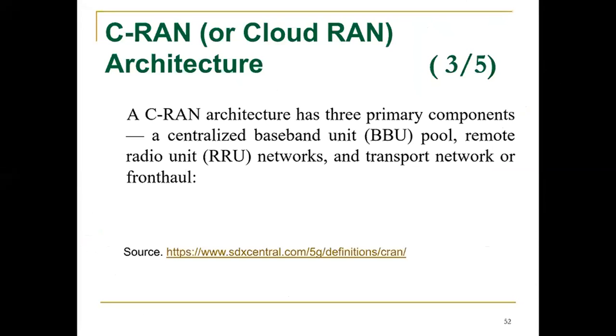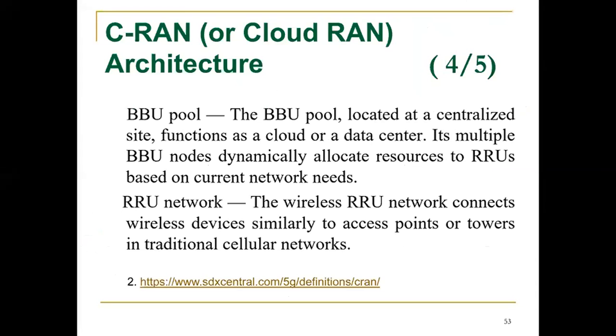We already discussed that beside the baseband unit, we also have a transport unit or a fronthaul unit. I'm going to repeat the baseband unit. Remember that the baseband unit was previously discussed as a part of the antenna. Now instead of a single baseband unit, we have a pool of baseband units. Let's discuss the difference between the pool of baseband units and the individual baseband unit. The baseband unit pool, located at a centralized site, functions as a cloud or data center. It dynamically allocates resources to radio resource units based on the current network needs.